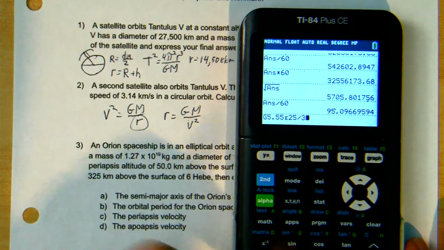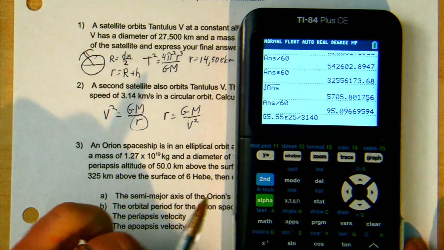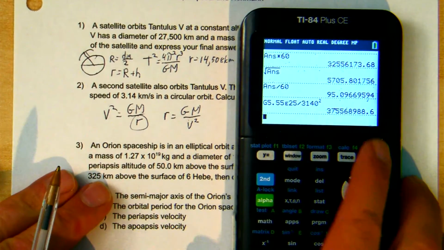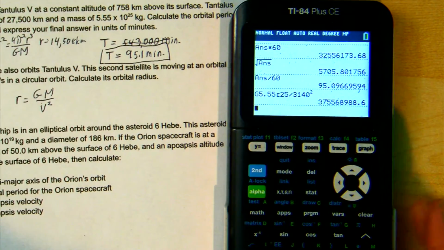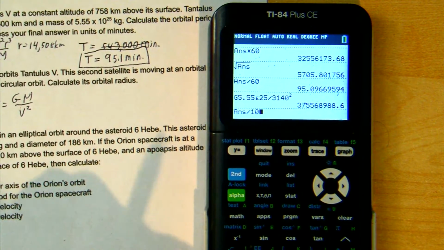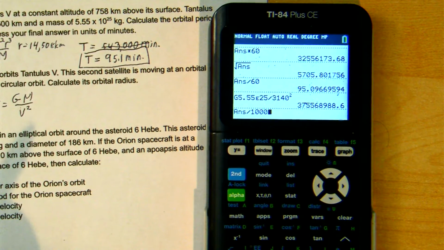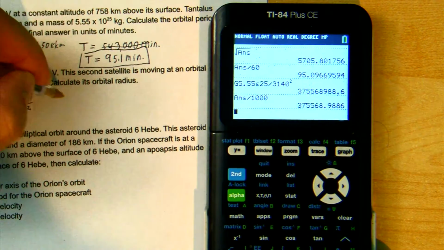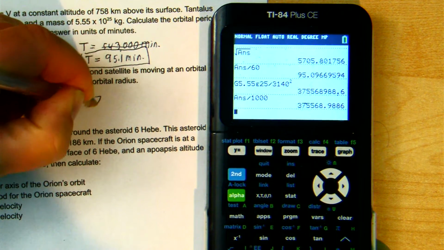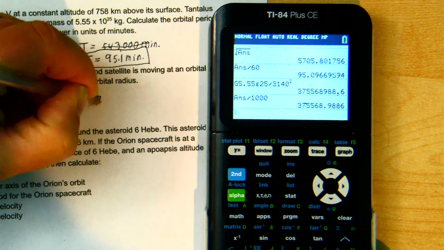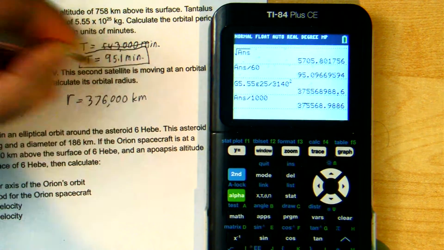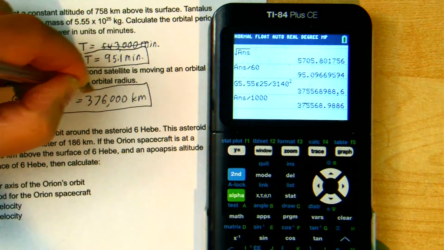So 3,140 meters per second squared, enter. There is my orbital radius in units of meters. I would prefer to express it in units of kilometers. So dividing it by 1,000, I have an orbit radius of 376,000 kilometers, a reasonable value.